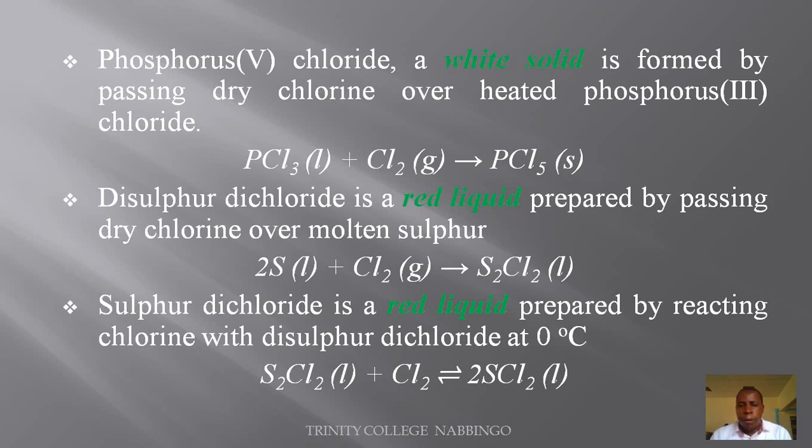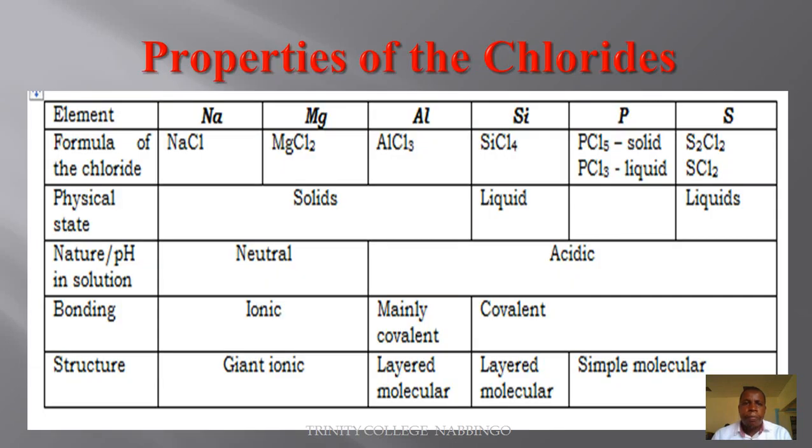There is a simpler form of this chloride, which is sulfur dichloride, which is also a red liquid. Sulfur dichloride is obtained by reacting chlorine with disulfur dichloride at a much lower temperature, which is at 0 degrees Celsius.